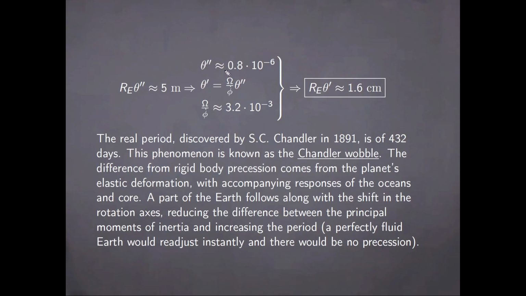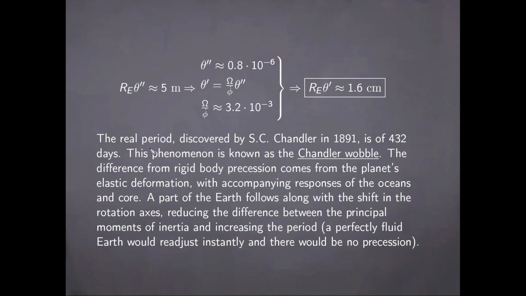and we have shown that this relation holds between the angles corresponding to the separation of the angular momentum and the angular velocity, and respectively the angular velocity and the figure axis. And this ratio is given approximately by the value here. So the conclusion is that what we want to show is that the distance on the Earth's surface between the angular momentum vector and the angular velocity vector is at most of about 1.6 centimeters.